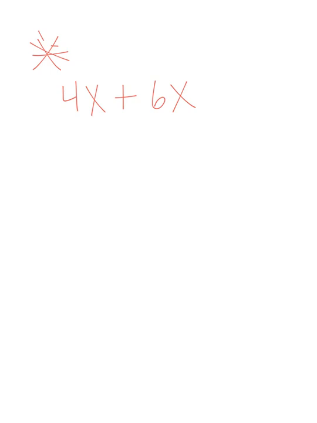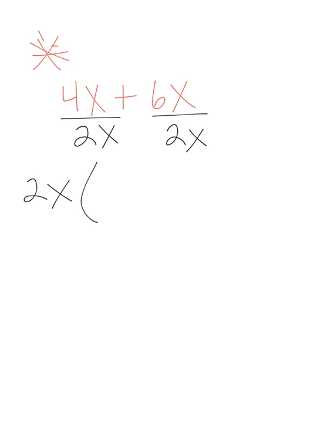Here's one more I'm going to throw at you as a little challenge. What's the greatest common factor of 4 and 6? That's 2. What's common with x and x? Oh, that's an x. So we've got 2x, 2 plus 3. What can we do here? To be continued.